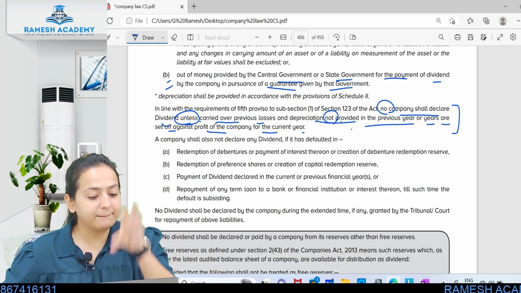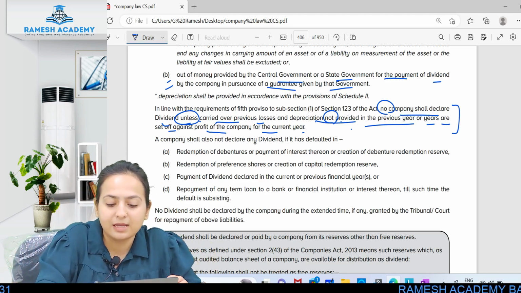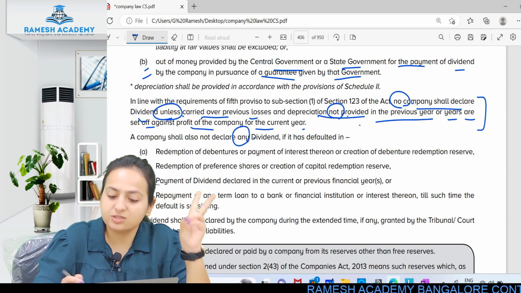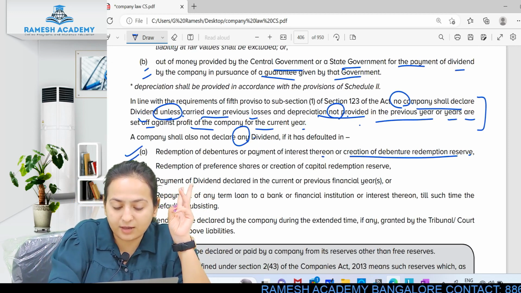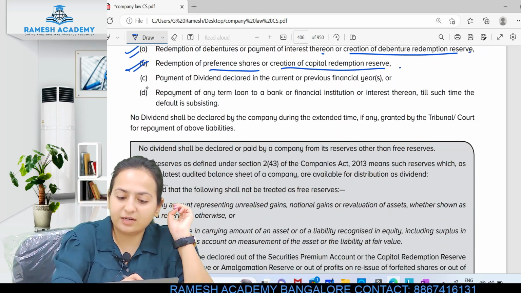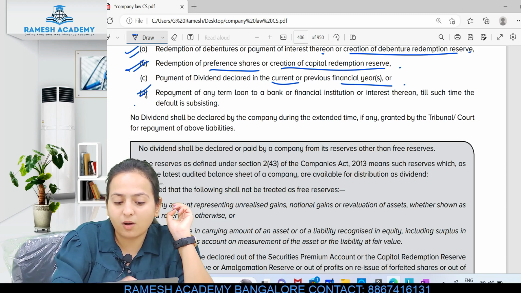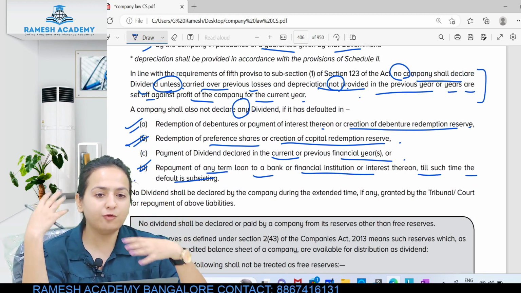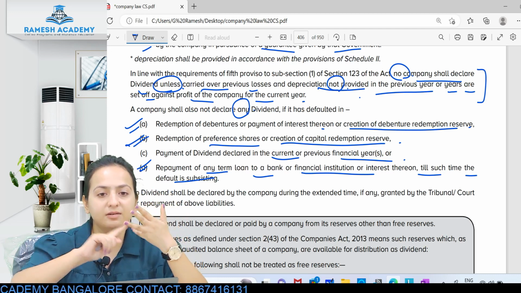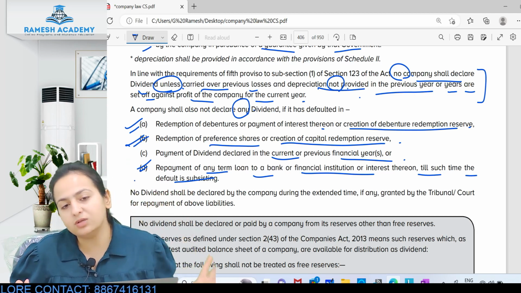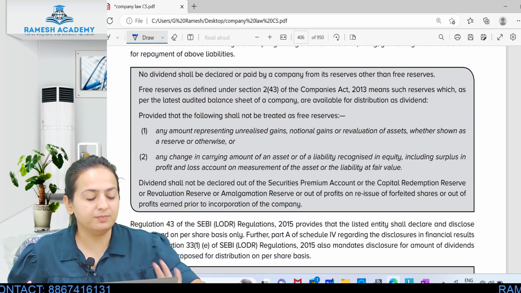Then the company will not declare the dividend in the following cases: if it has defaulted in redemption of the debentures or payment of interest, or creation of DRR, or redemption of preference shares, or creation of capital redemption reserve, payment of the dividend declared in the current or the previous financial year, or repayment of any term loan or interest, until such time as the default continues. So when a company has made default in redeeming the debentures, redeeming the preference shares, or the payment of the dividend declared in the current financial year, or repayment of any term loan is not done, in that case the company cannot pay the dividend.